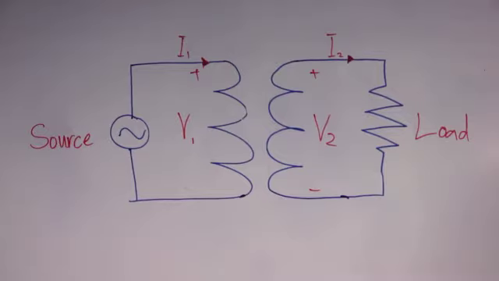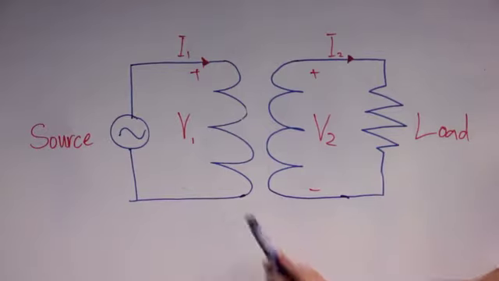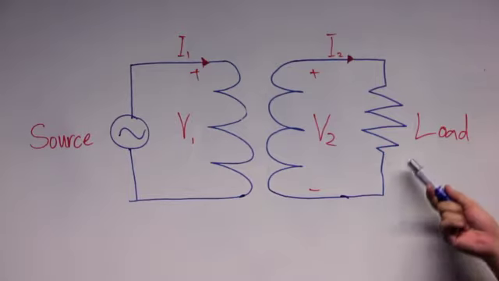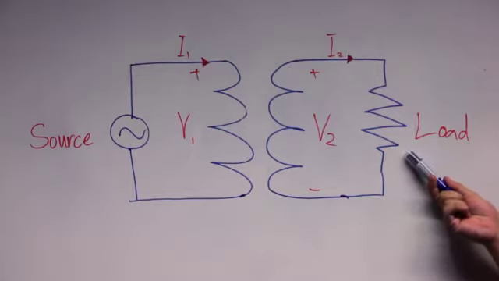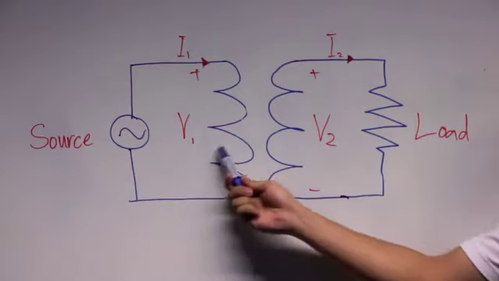A varying current in the first circuit produces a varying magnetic field, which in turn induces a varying electromotive force in the second circuit. When a load is presented in the second circuit, current flows, and thus energy is transferred from the first circuit to the second circuit.